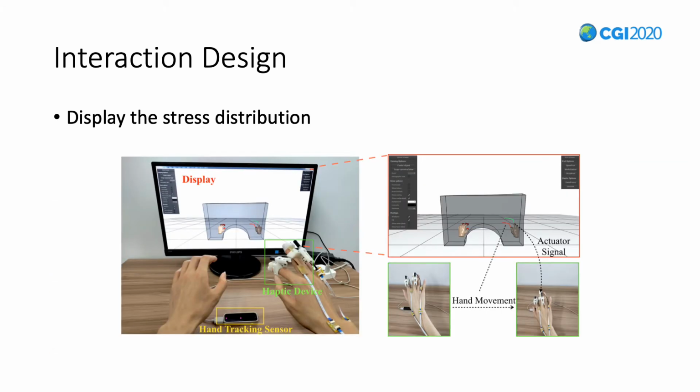To perceive the stress field, we design the interaction to use the right hand. As shown in this figure, we use a hand tracking sensor to obtain the pose of the right hand. We use Leap Motion in our work. Then, the stress is mapped to forces and applied on the moving fingertips by using a wearable haptic device.